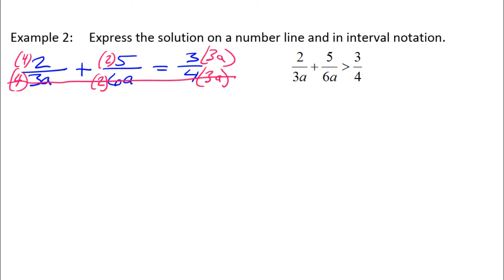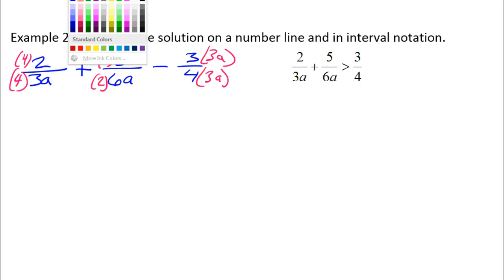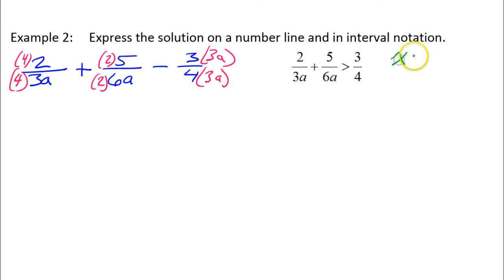I should mention before I do that what the excluded values are. What's the excluded value? 0. x cannot equal 0, right? I have this a, whether it's 6a or 3a. If I set either of those equal to 0, I'd just divide by 3 or divide by 6, and I'd get 0. So the excluded value is 0. That's going to go on the number line. So the two things on our number line will be whatever solution I get and the excluded value of 0.